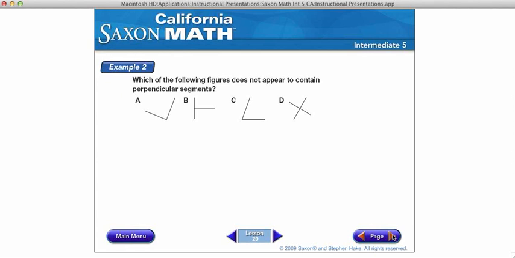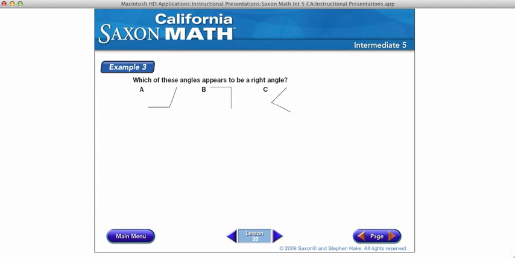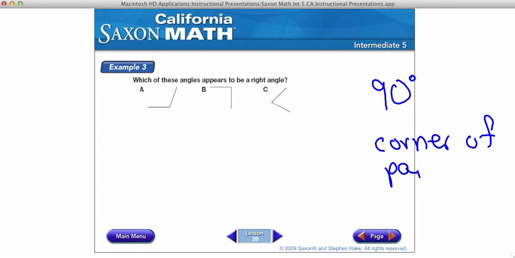Okay, example 3. Which of the following appears to be a right angle? Again, a right angle is perpendicular, 90 degrees, or a corner of a piece of paper. So which of these appears to be a right angle? Again, use that piece of paper.